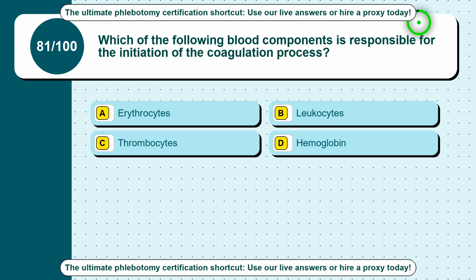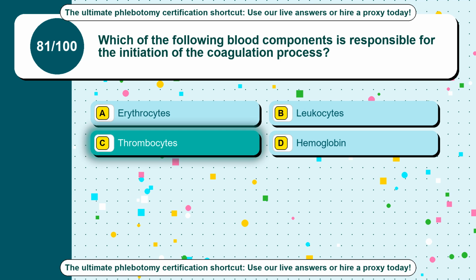Question 81. Which of the following blood components is responsible for the initiation of the coagulation process? Option A. Erythrocytes. Option B. Leukocytes. Option C. Thrombocytes. Option D. Hemoglobin. The correct answer is option C.